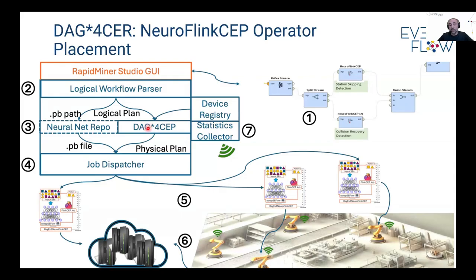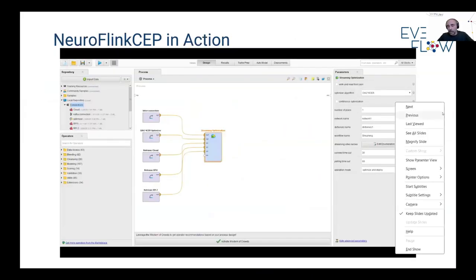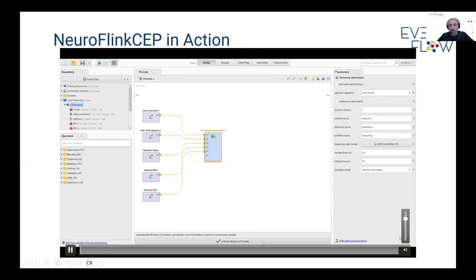The DAGstar for Share Optimizer searches among potential candidate physical execution plans. It chooses the optimal one and provides the physical plan to the job dispatcher, which is responsible for submitting Flinksep jobs, neural network enhanced Flinksep jobs that are assigned for execution in the various devices. A video that demonstrates the previous discussion.